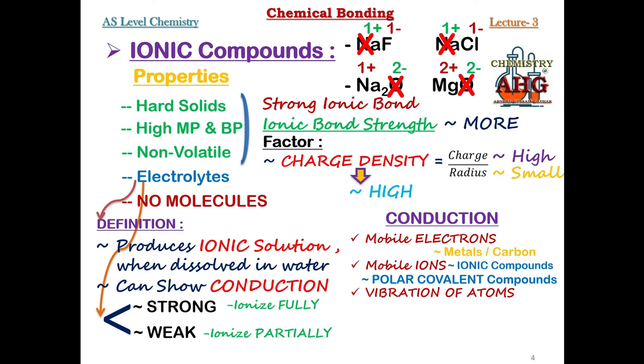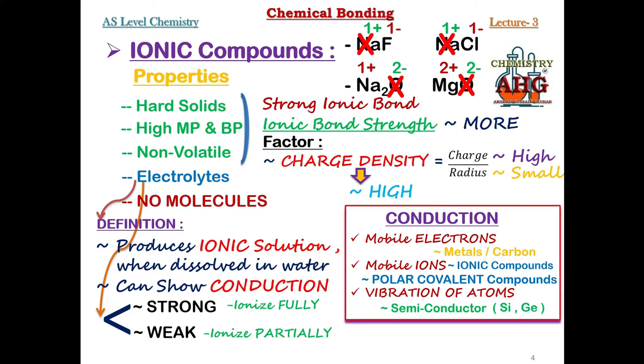Vibration of atoms. Which material can show conduction due to vibration of atoms? Semiconductors. Examples of semiconductors that you can remember: silicon and germanium. Metalloid. What is a metalloid? That which can show the characters of both metals and non-metals is known as a metalloid. So you must remember in chemistry, conduction depends on three features: presence of mobile electrons, presence of mobile ions, and vibration of atoms.